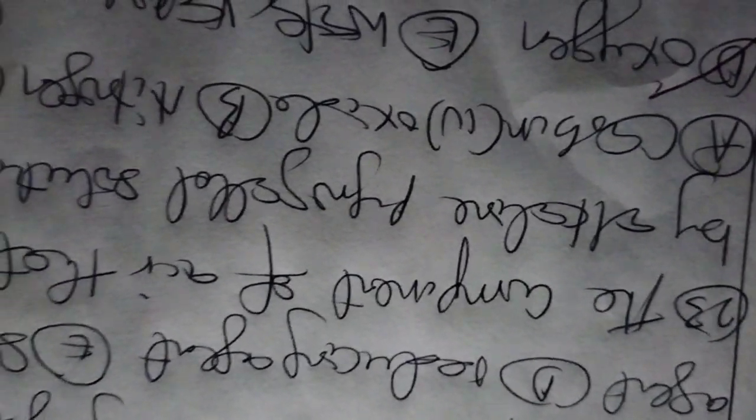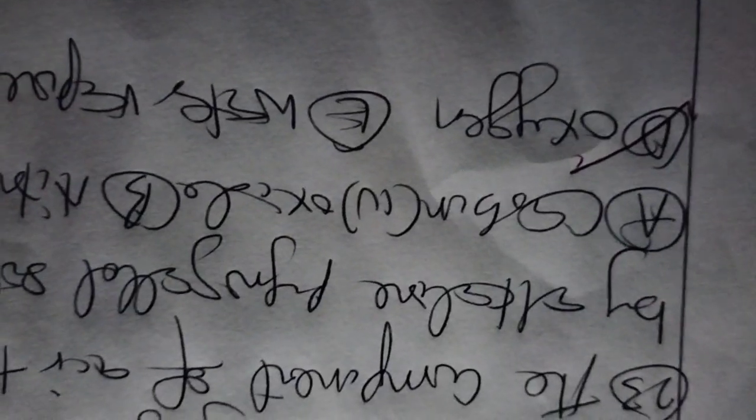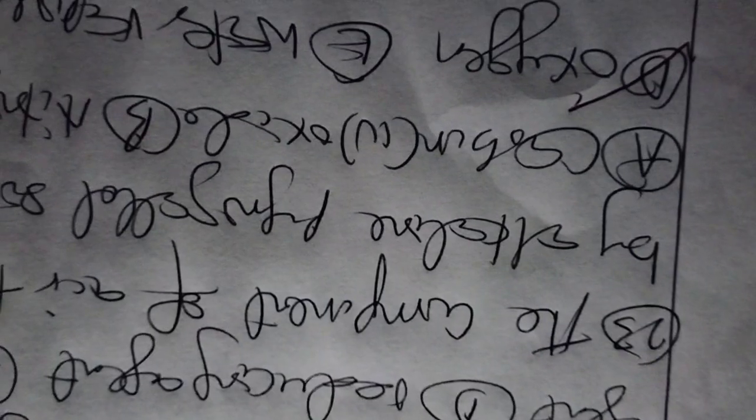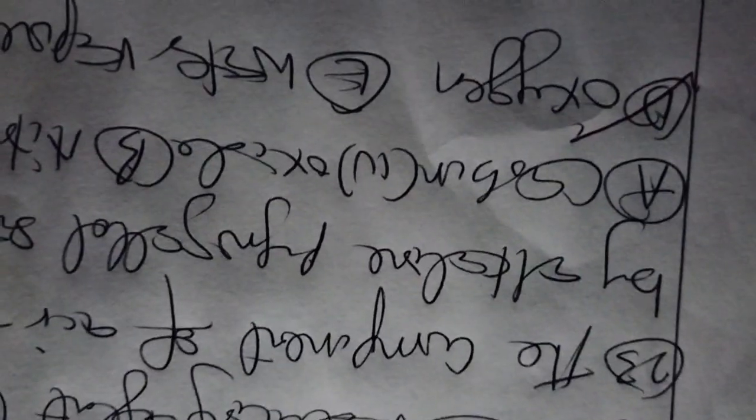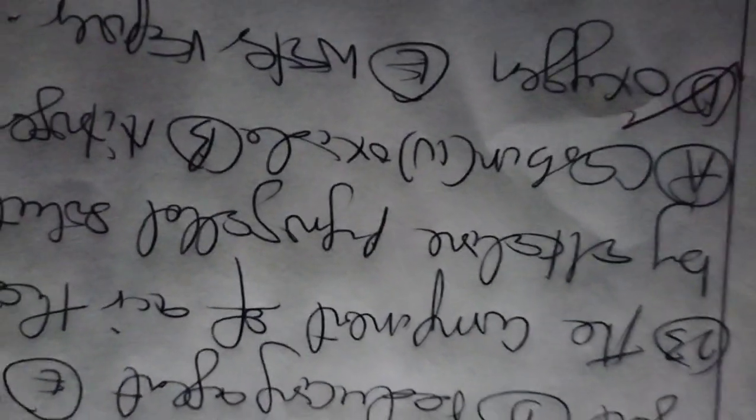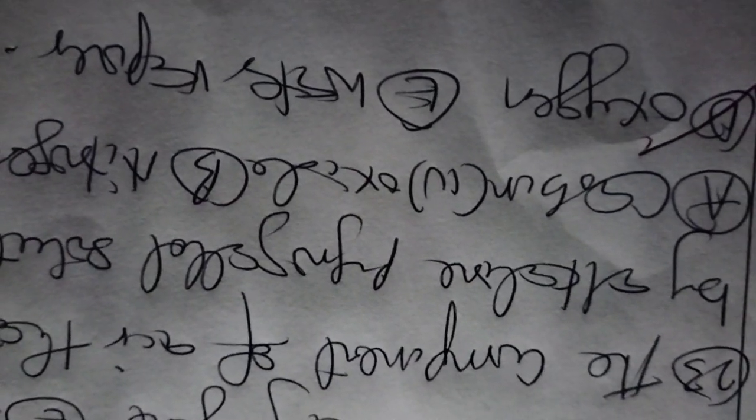Number 23. The component of air that can be removed by alkaline pyrogallol solution is A, carbon dioxide, B, nitrogen, C, noble gases, D, oxygen, E, water vapor. The answer to number 23 is D, oxygen. Oxygen is removed by alkaline pyrogallol. Number 23 is D.